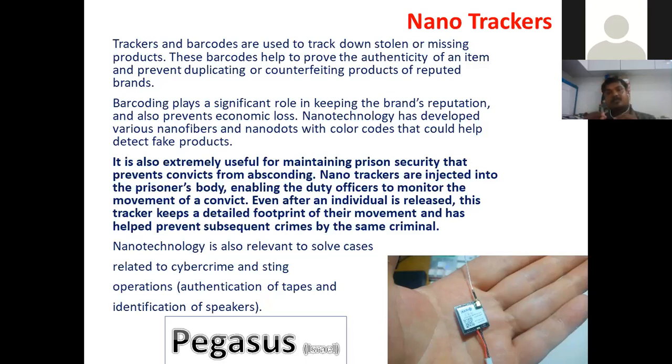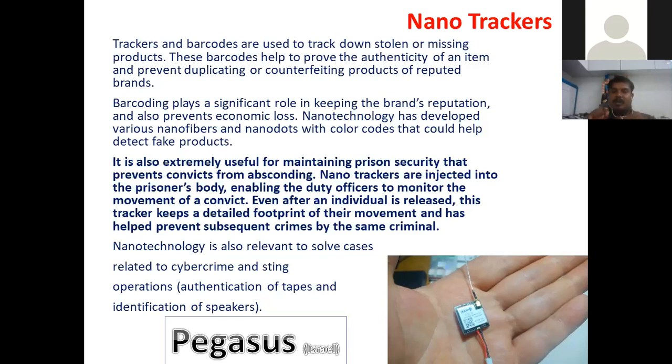Like Pegasus is one of the topmost software. They install it on so many politicians and they use it for political purposes. But this was developed for security purposes only.